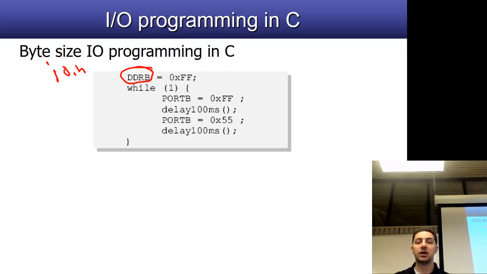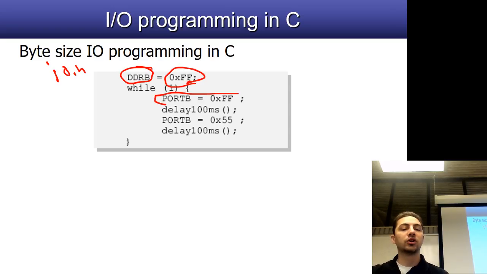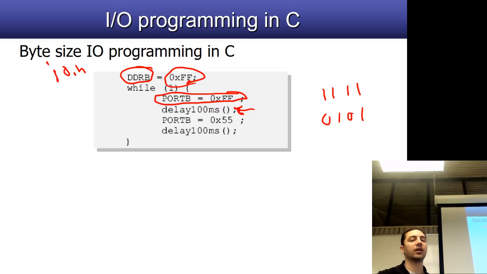So here's a pretty reasonable piece of code that is going to blink different parts of port B. It sets all of port B to be an output, turns them all on, waits, one might assume 100 milliseconds, and then turns half of them off, right? FF is 1, 1, 1, 1. 5 is 0, 1, 0, 1. So it turns off every other one. Delays 100 milliseconds, and it's a while one loop. Does it forever.